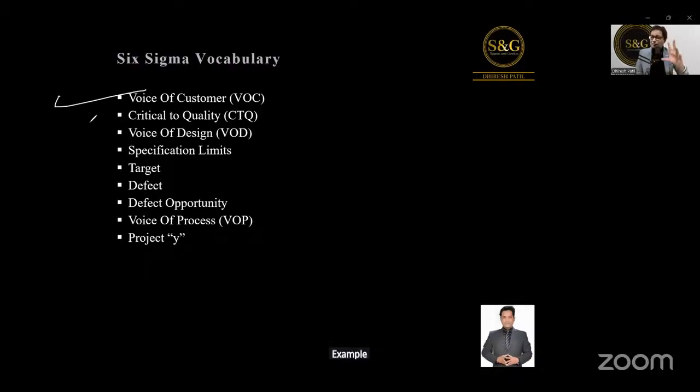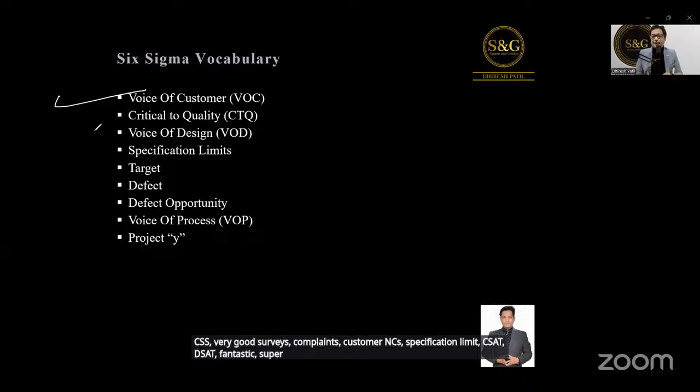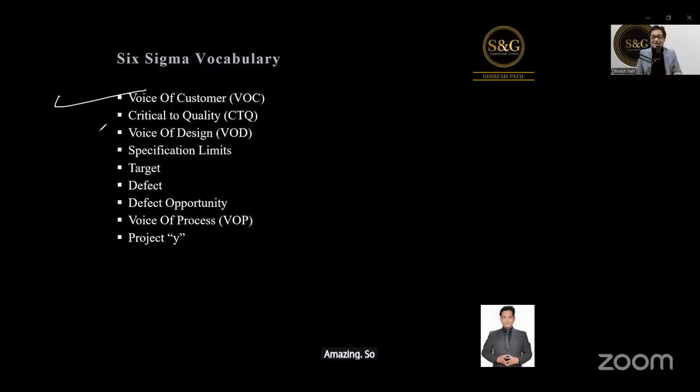Can you give me an example of where we can collect the voice of the customer? Yes, very good. Feedback. Fantastic. Type in the chat box. How are you collecting voice of customer in your company? Give me some examples. Yes, CSS, very good. Surveys, complaints, customer NCs, specification limit, CSAT, DSAT, fantastic, super, amazing. So these are called voice of customer data collection, correct?